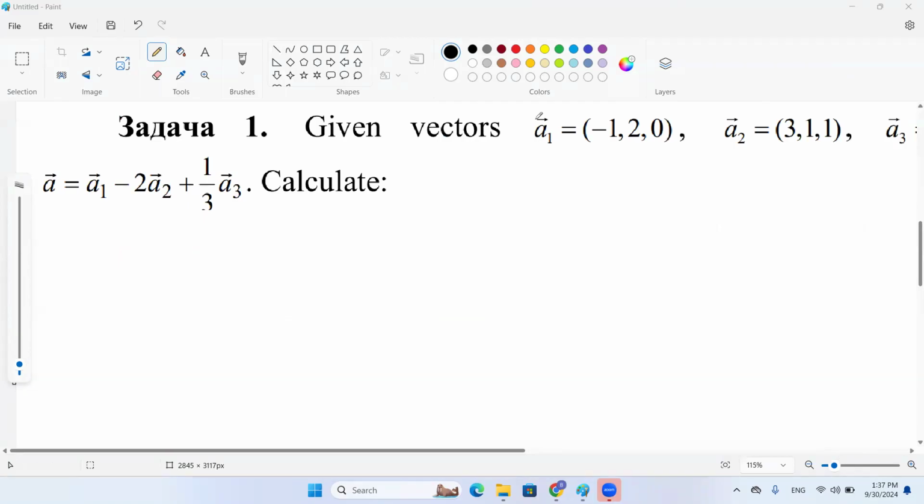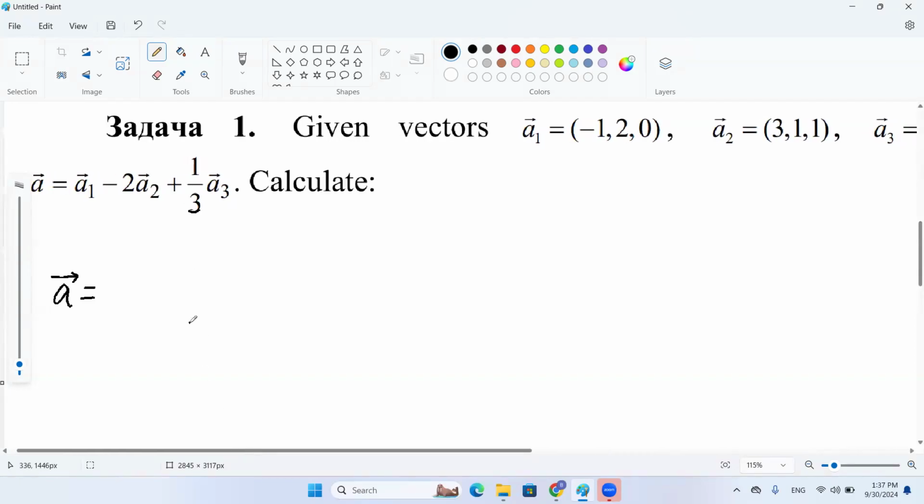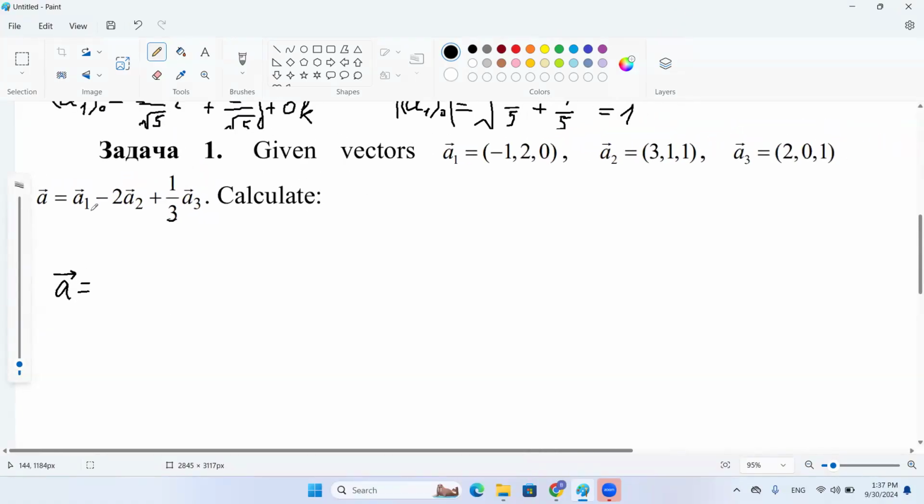Okay, Stanislav, go on. We just need to use coordinates. Yeah, we use coordinates. So we need to find its coordinates. A1 will be -1, 2, 0. Okay, so we need to calculate A1 minus 2A2 plus 1/3 A3. So let's calculate first the x coordinate of vector A. So we'll work in this sequence.